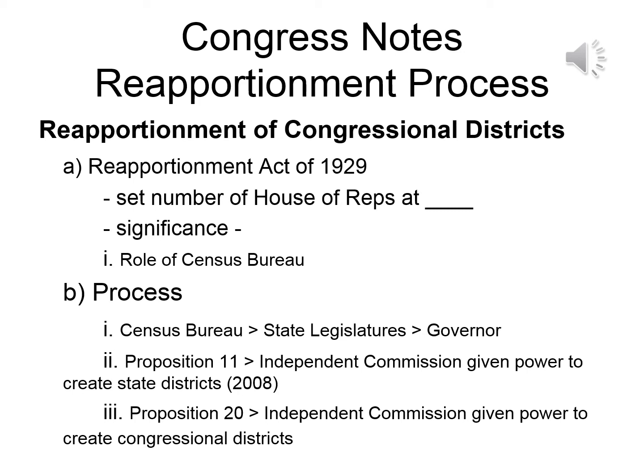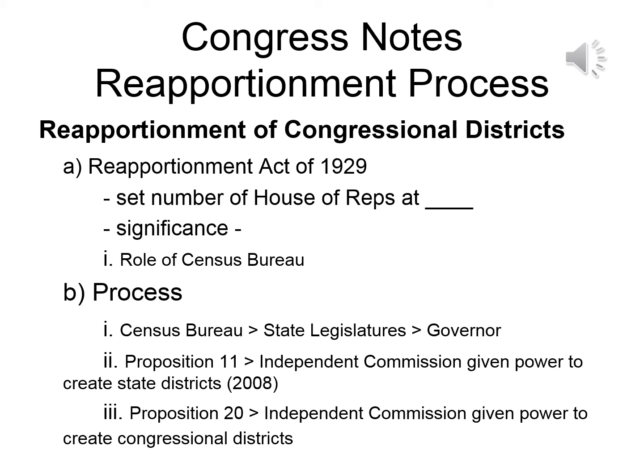So, no longer would the state legislature draw up their own state legislative district lines. Now, this independent commission will be given the responsibility to draw up the district lines. Well, 2 years later, many people thought, well, if this independent commission can draw up state legislative districts, then they should also draw up congressional districts.